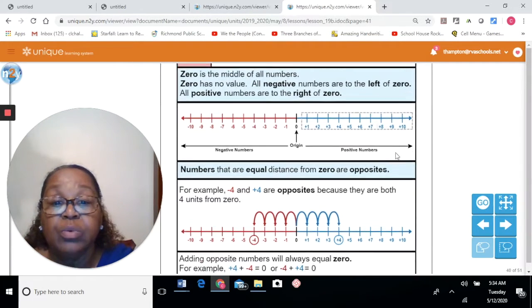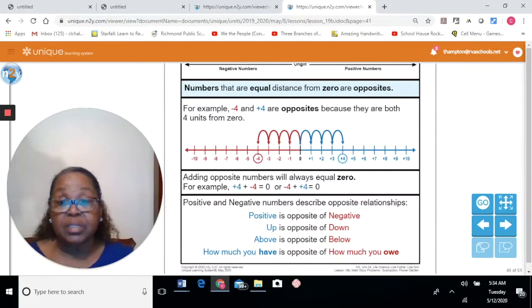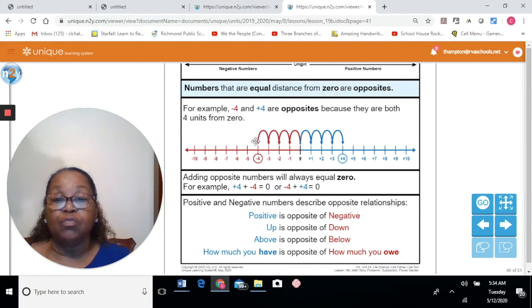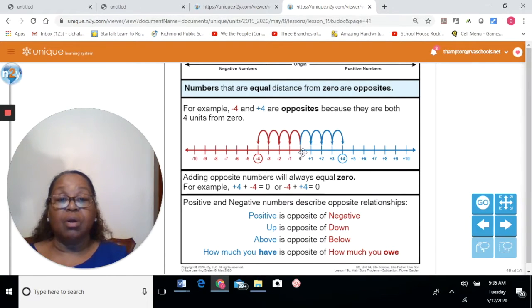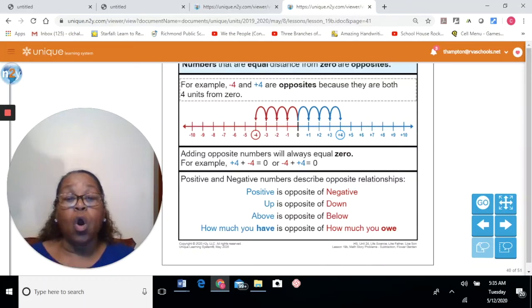Numbers that are equal distance from 0 are opposites. For example, -4 and +4 are opposites. So let's start at -4. If we add a positive 4, we have to go to the right. 1, 2, 3, 4. That's 0. And if we have a 4, how many units is that away from 0? 1, 2, 3, 4. Numbers that are equal distance from 0 are opposites. There's an equal distance from here to 0 and an equal distance from there to 0. They are opposites.